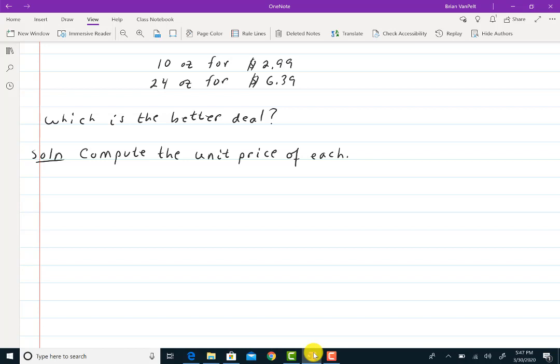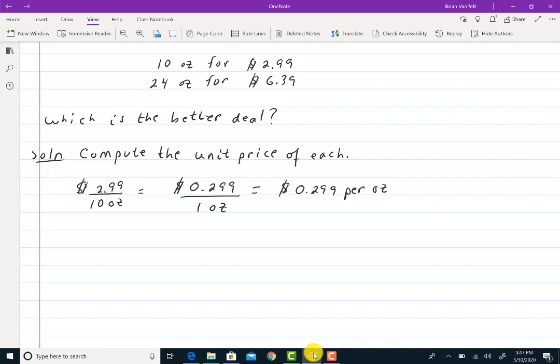So let's start with the first one. I'm going to do 2.99 divided by 10 oz. Now whenever you divide by 10, you can simply move the decimal to the left one place. So it's like that, divided by 1 oz. And so we would simply write 0.299 per ounce.